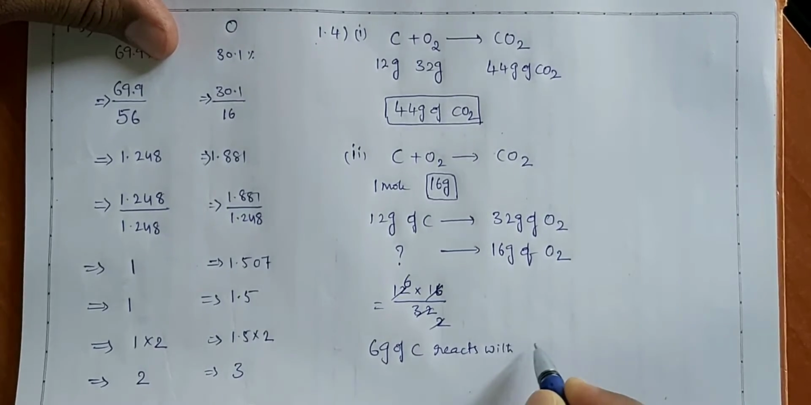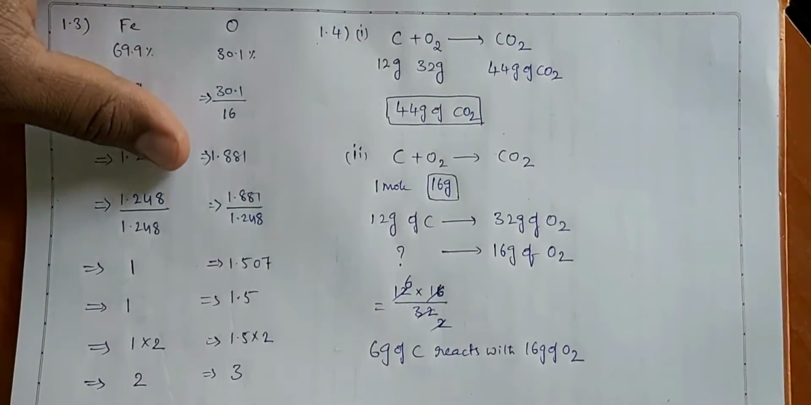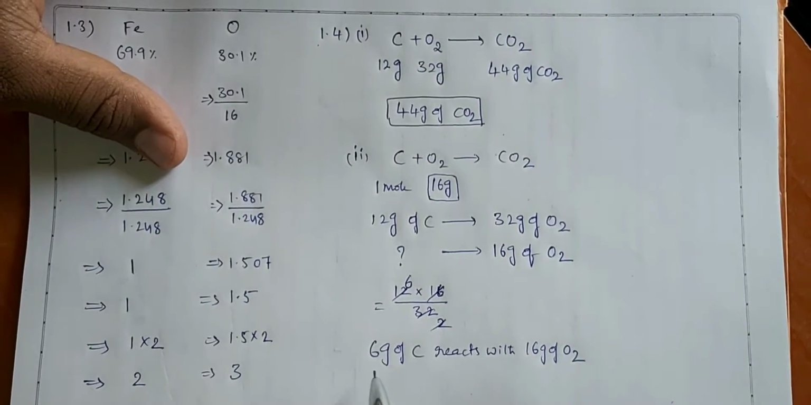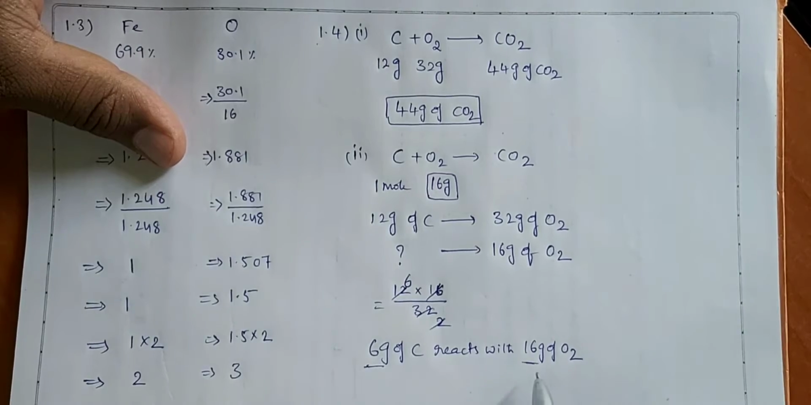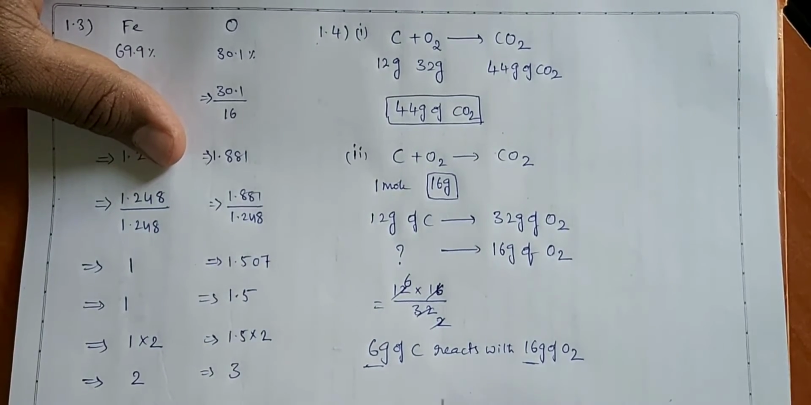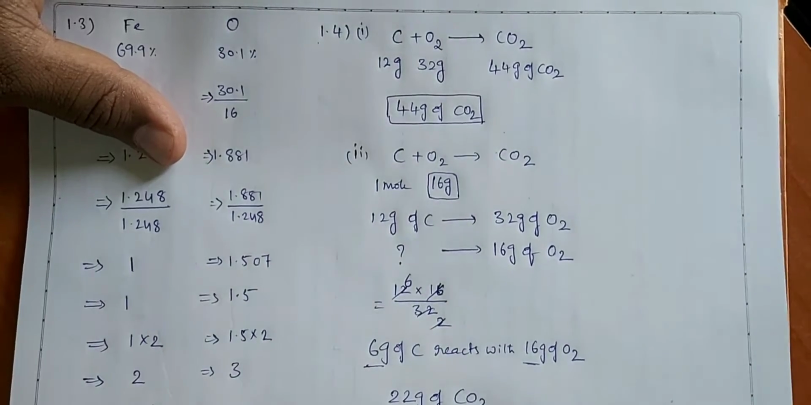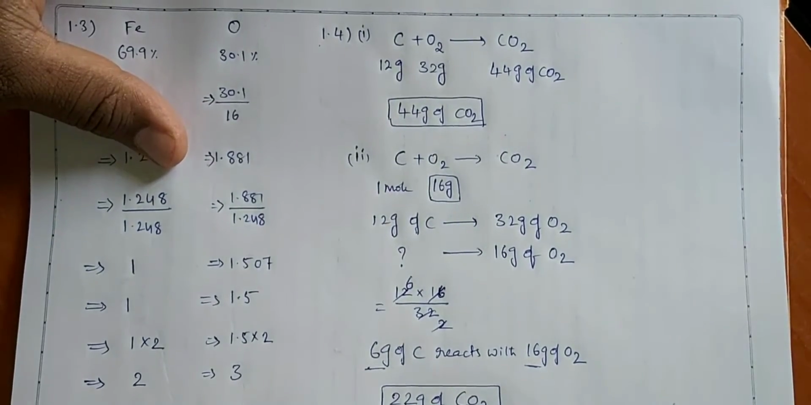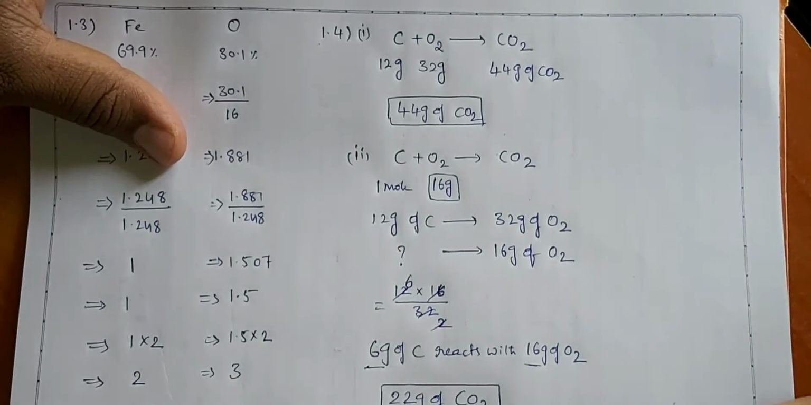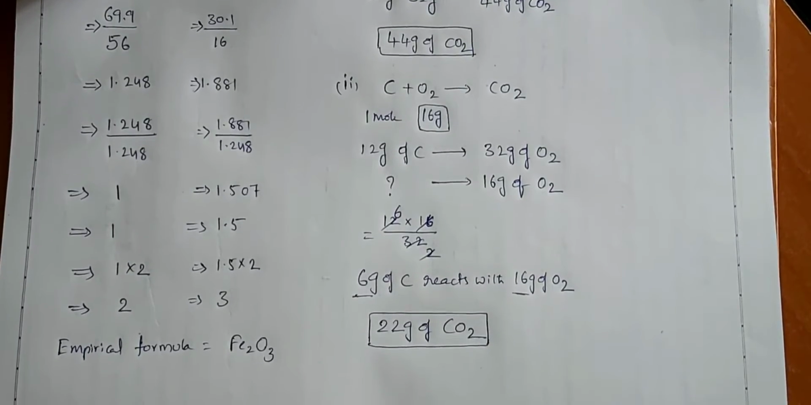6 grams of carbon reacts with 16 grams of O2. 6 grams of carbon plus 16 grams of O2, total how much? According to the law of conservation of mass, 22 grams of carbon dioxide is produced.